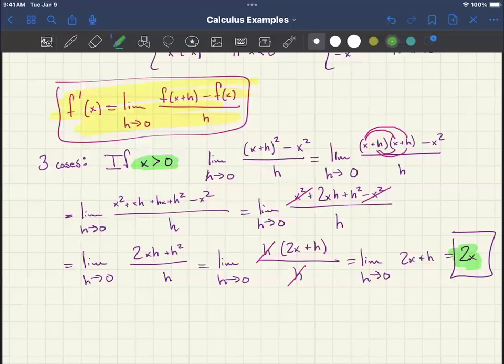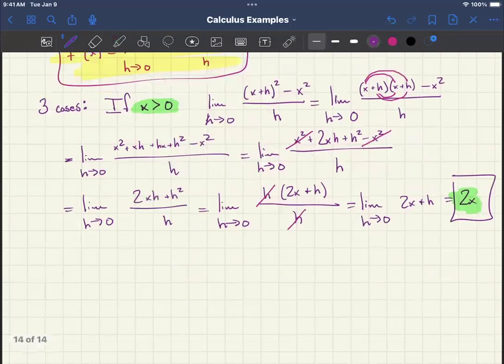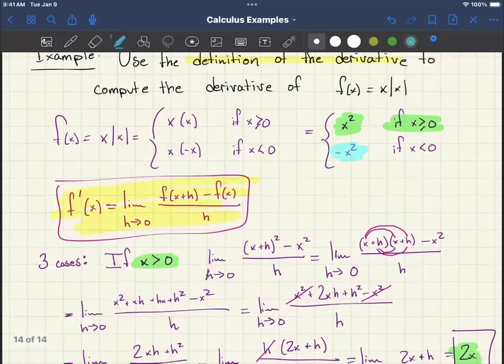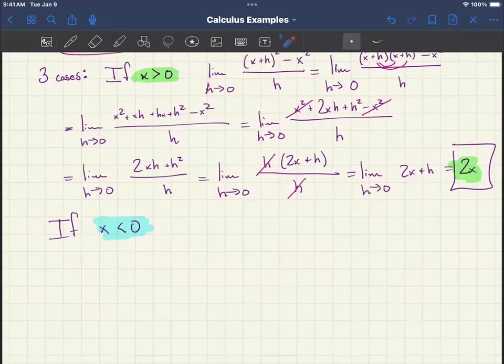So that's our first derivative. Our second case is going to be when x is less than 0. And let's get a different color for that. So when x is less than 0, we're looking at the function negative x squared. So when we pop things into our derivative function here, we're going to put a negative sign out front, and we're going to square everything that we tuck in there, so that x plus h.